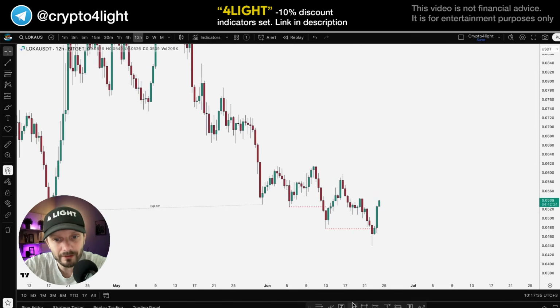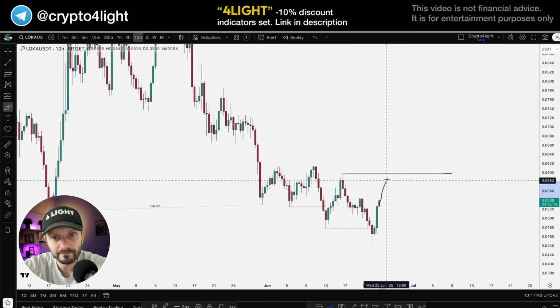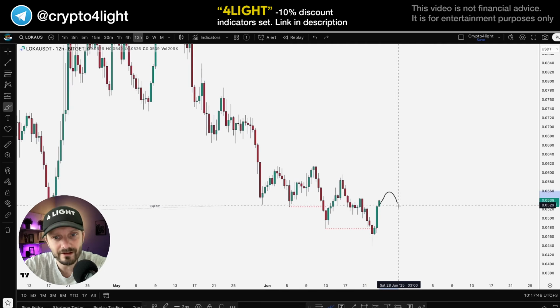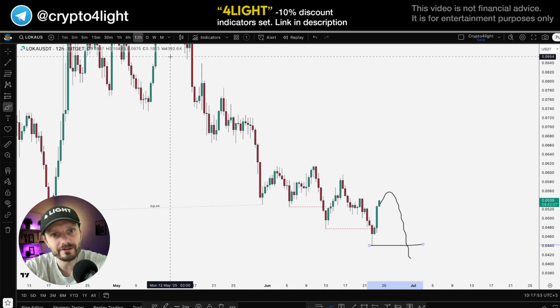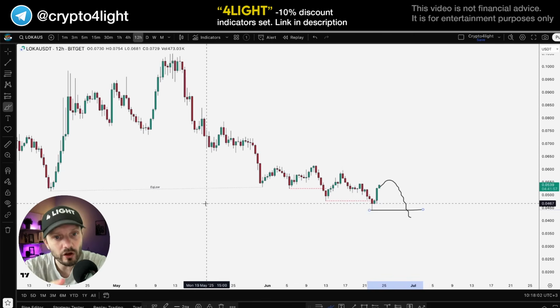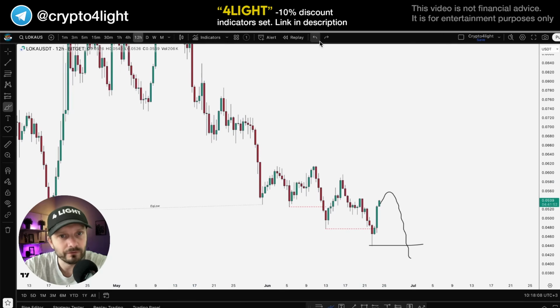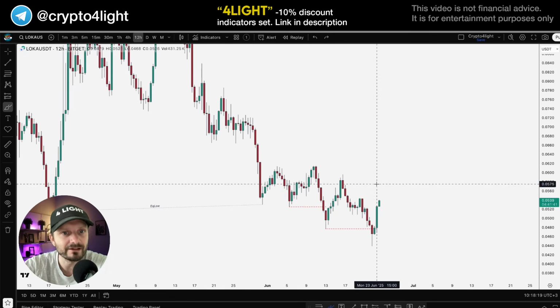But the problem is we have to confirm it. We have to break the structure, this one, and go higher. Because if we form something like this one and sweep again, it will be an invalidation of the three drives pattern on the 12-hour time frame, and we need to check the higher time frames, like the daily and the weekly. On the Loka example, underneath is just open space. There is no key level, no history. We are now at the current moment at all-time low. This is on the 12-hour time frame and it's basically a bullish one.